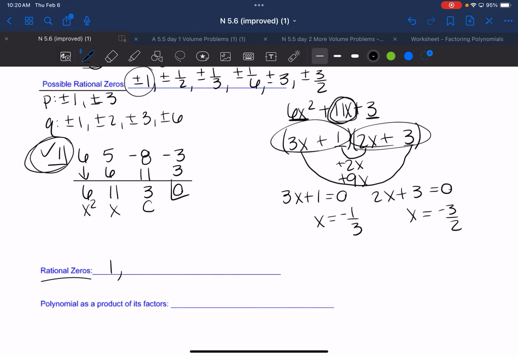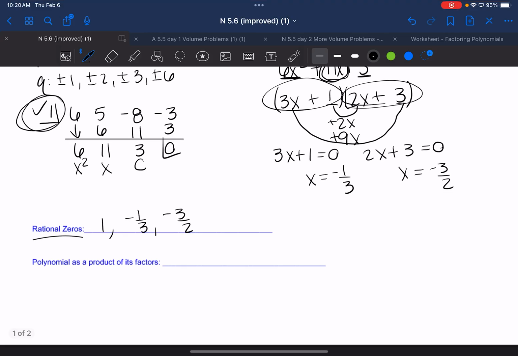All right, so 1, -1/3, and -3/2 are the ones that ended up working from our list up above, right? Okay, so then it does say, now write it as factors. Well, these two were already factors, so I can just copy those down how they were. So I'll have 3x plus 1 and 2x plus 3. How would I write 1 as a factor?